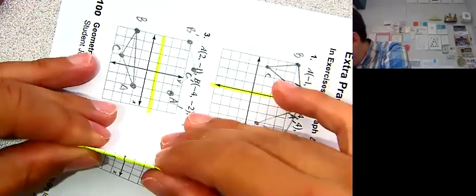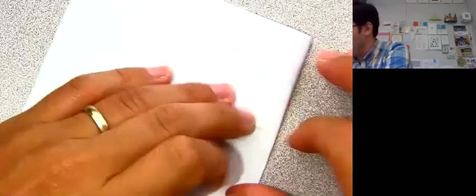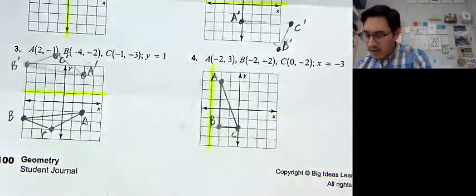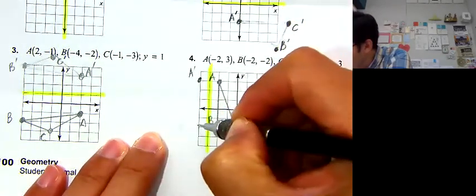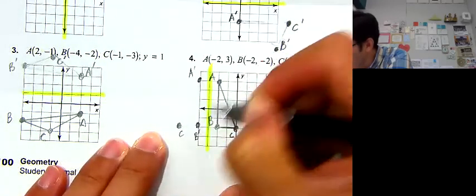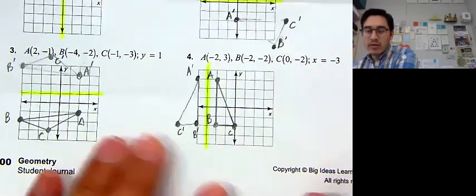All right, so we'll make our nice crease, fold it over, and press down. Okay, and again, that's a little bit faint, but that's the reflection of point A, so A prime. This is the reflection of point B, so that's B prime. And here's the reflection of point C, so that's C prime. And that is our new triangle.